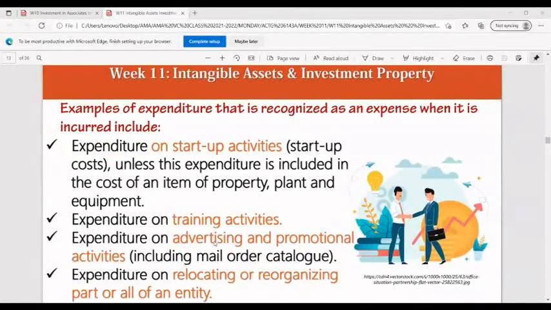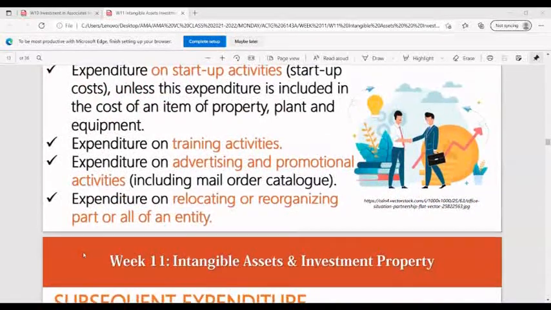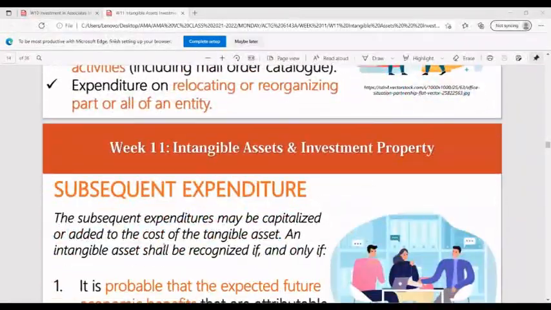Examples of expenditure that is recognized as an expense when it is incurred include expenditure on startup activities or startup costs, unless this expenditure is included in the cost of an item of property, plant, and equipment. Expenditure on training activities, expenditure on advertising and promotional activities, including mail order catalogs, or expenditure on relocating or reorganizing part or all of an entity.